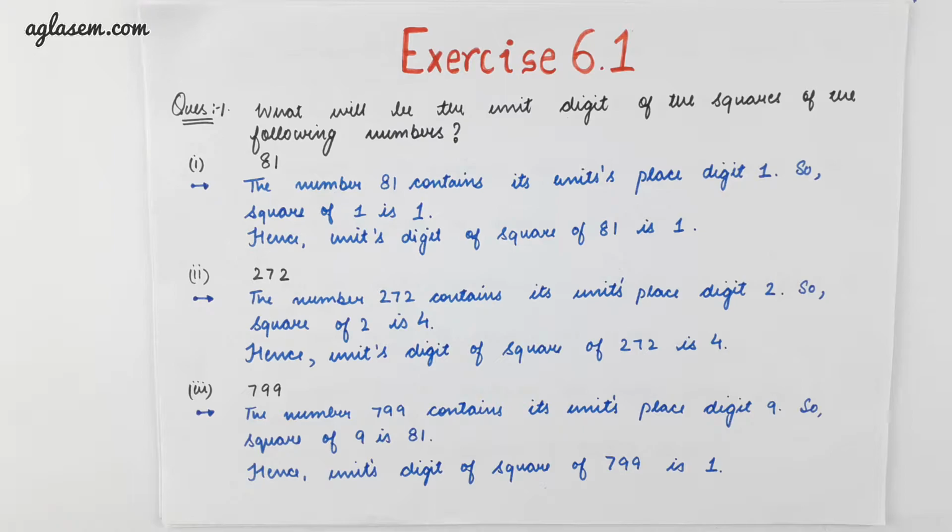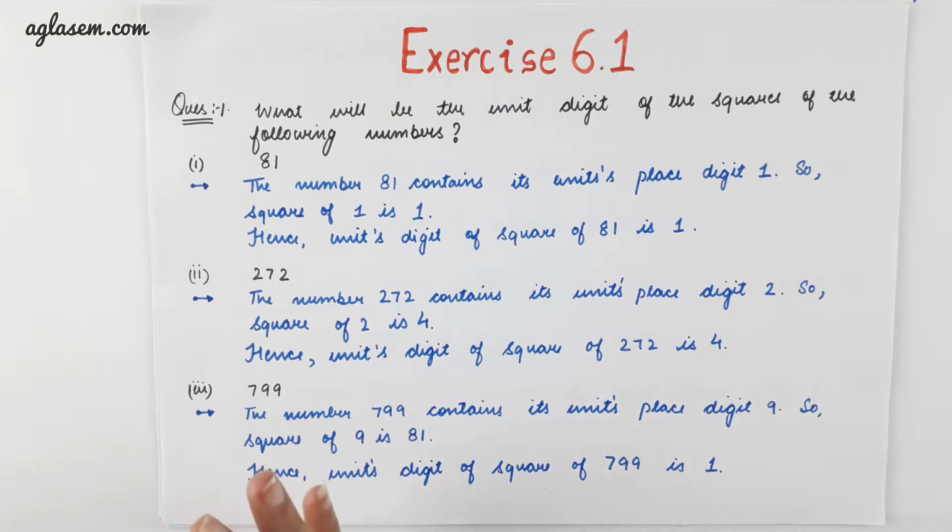Today we will solve the exercise of chapter 6 of NCERT class 8. This chapter deals with squares and square roots. But before proceeding ahead, let me tell you what squaring of a number means. Squaring of a number means, for example, you are given a number 6 and we have to find the square of that number. It means multiplying the same number with itself, that is 6 into 6, that is 36.